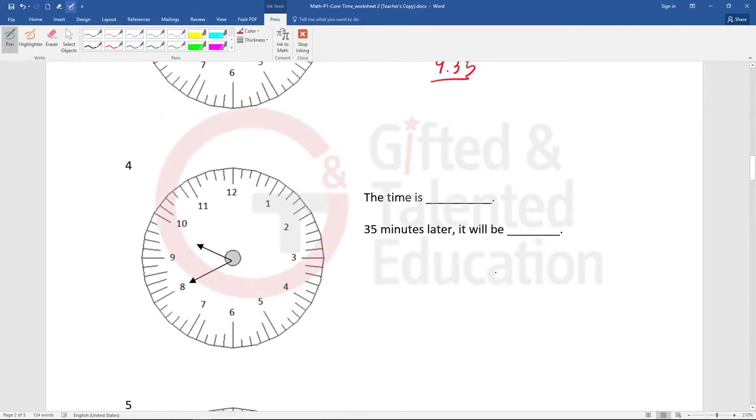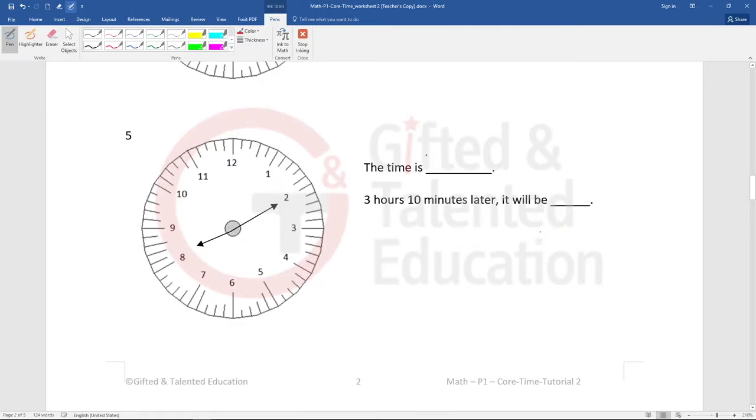For question 4, the time is 9:40. So 9:40, and 20 minutes later, it would be 10. And we still need another 15 minutes. So 15 minutes later, it would be 10:15. Therefore, the time is 10:15.